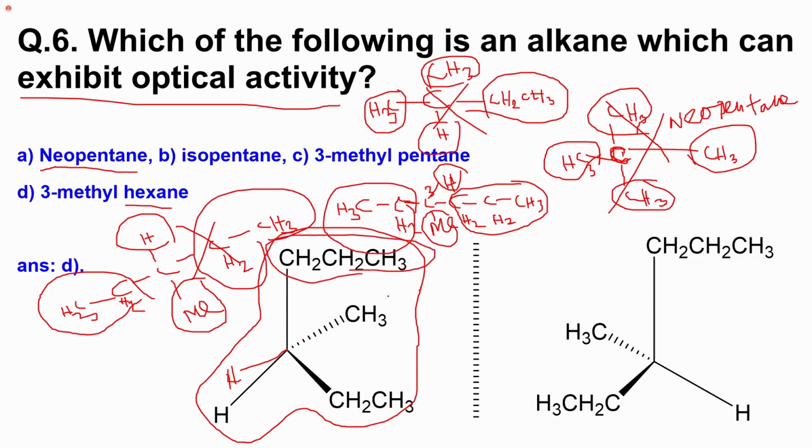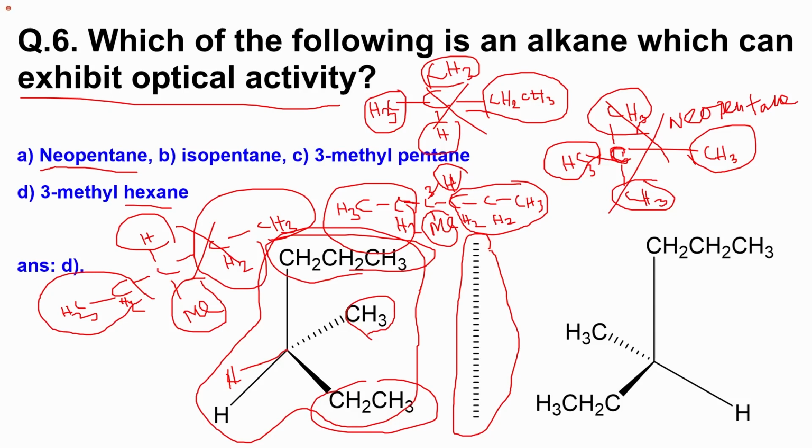Now the methyl group is there. Let's say the methyl group is in the below position. Now the CH2, CH3 is in the above position. Now you can see one possibility. If you place a mirror here, you will see exactly the opposite isomer of your parent compound. So that means it can show optical activity.